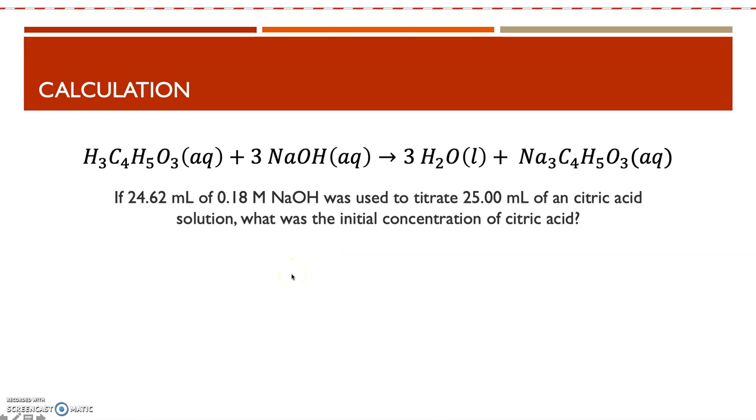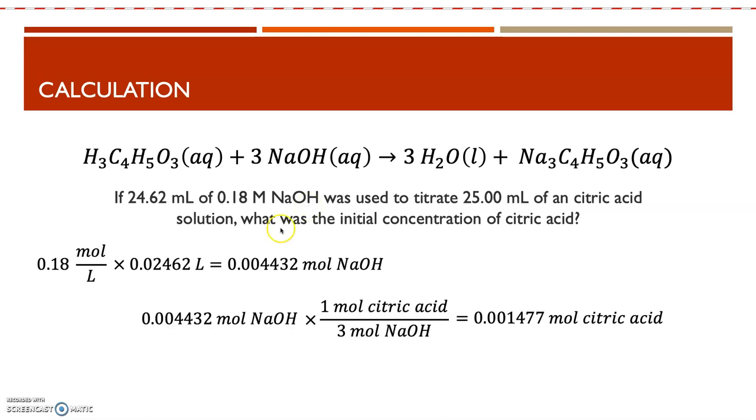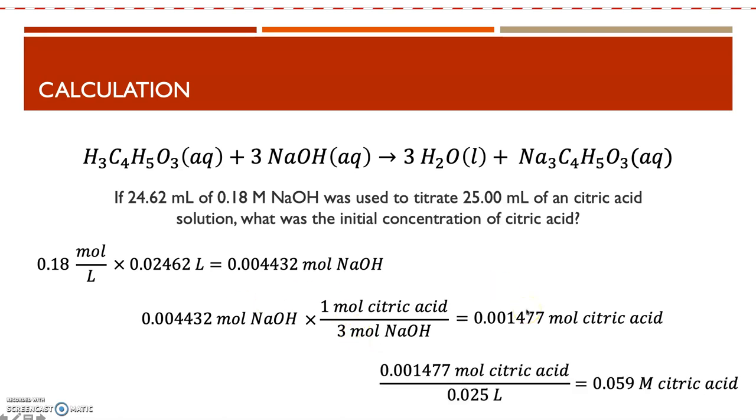So here's a problem that you can try on your own. Pause this video. Again, we're using the information we know about sodium hydroxide to find the moles of sodium hydroxide. We're using that mole to mole ratio to find the moles of citric acid. And then we're going to divide by the volume of your drink that you had to get the molarity of citric acid.